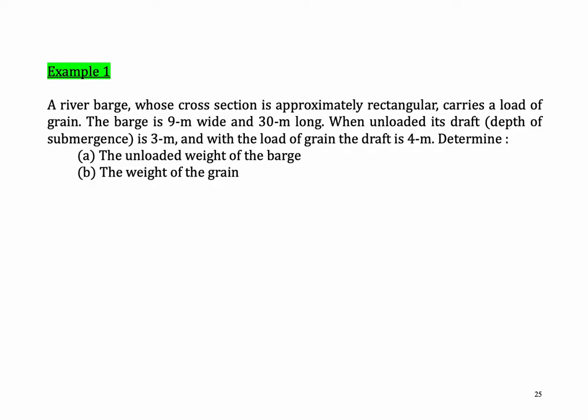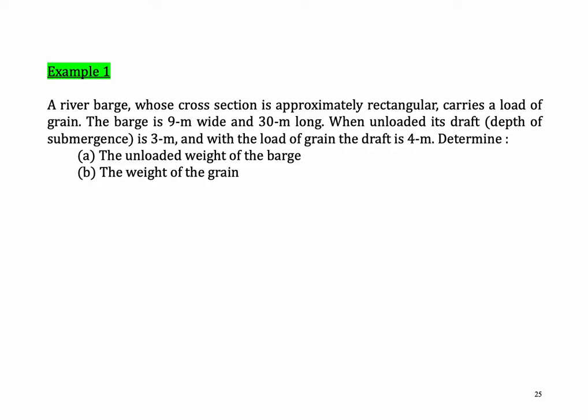A river barge whose cross-section is approximately rectangular carries a load of grain. The barge is 9 meters wide and 30 meters long. When unloaded, its draft, the depth of submersion, is 3 meters, and with the load of grain the draft is 4 meters. Determine the unloaded weight of the barge and the weight of the grain.